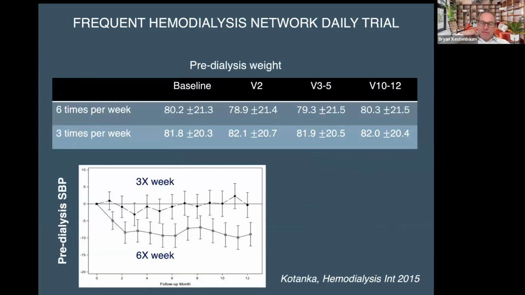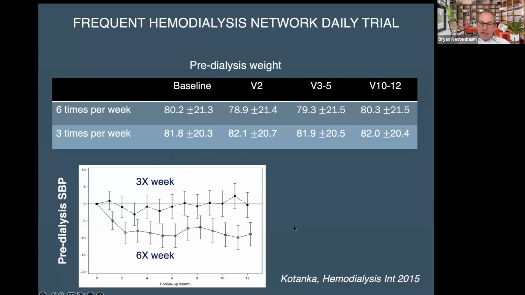What happened in the study, though, in the patients who were assigned to the 6 times per week dialysis, there was a reduction in dry weight over the beginning course of the trial. These visits, V2, V3, V5, V10, 11, refer to the number of months after baseline. And so at 2 months in the 6 times per week group, you can see that dry weight has dropped quite considerably, already down by 1.3. And it stays down around 5 months, and then it goes back. In the 3 times per week group, dry weight does not change very much.